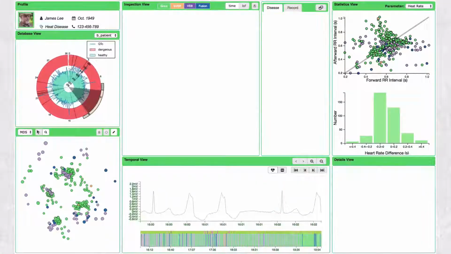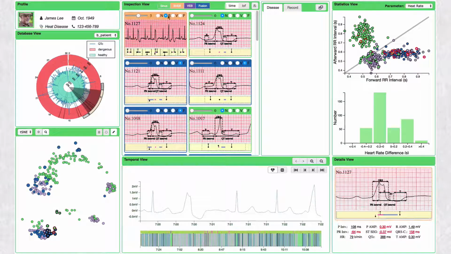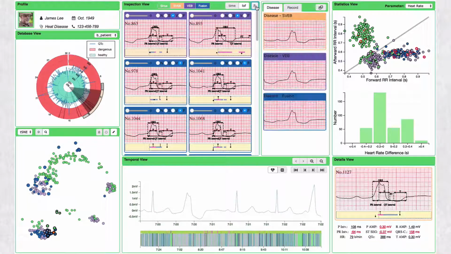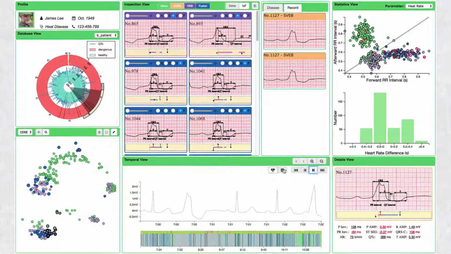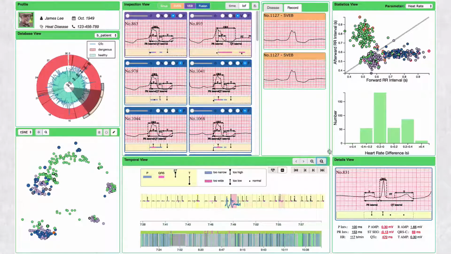We present ECGLens, an interactive system for arrhythmia detection and analysis of large-scale ECG data. Our system integrates an automatic heartbeat classification algorithm based on convolutional neural network, an outlier detection algorithm, as well as a set of rich interaction techniques.